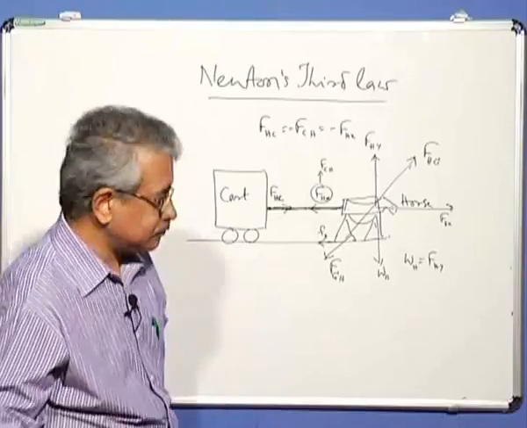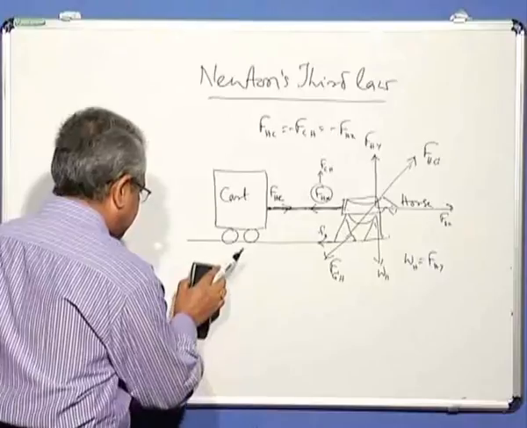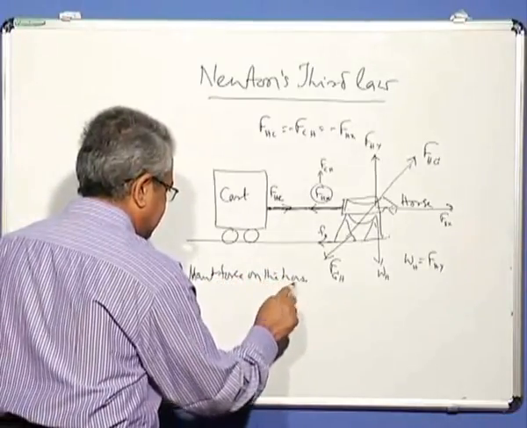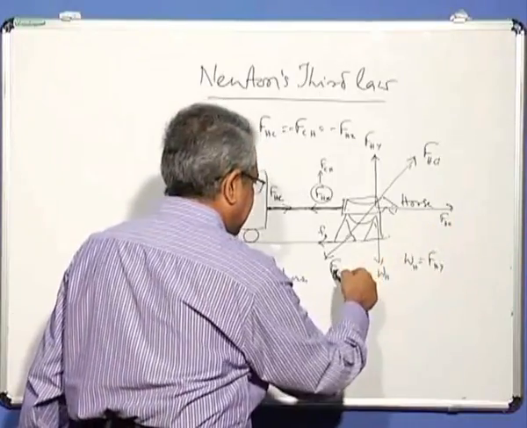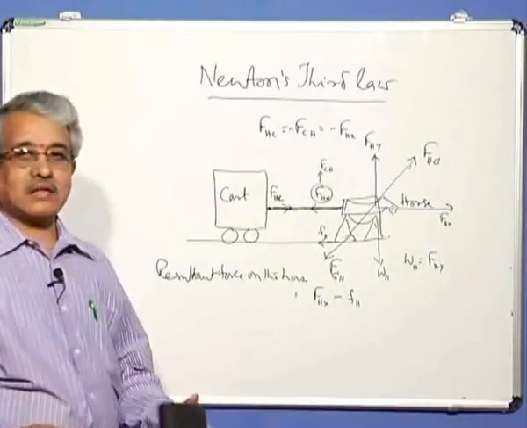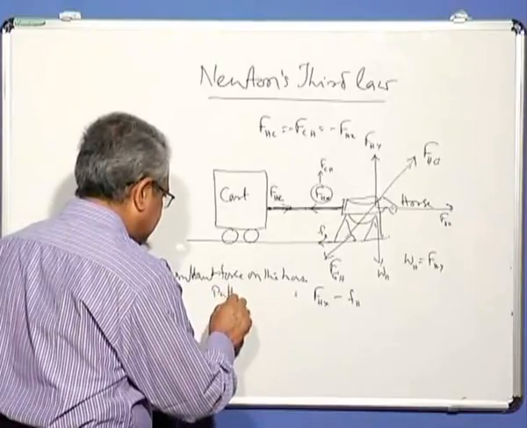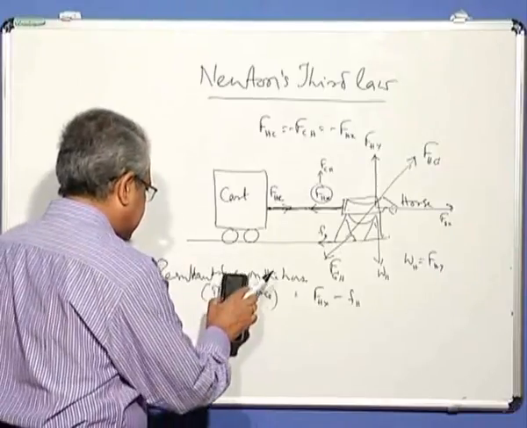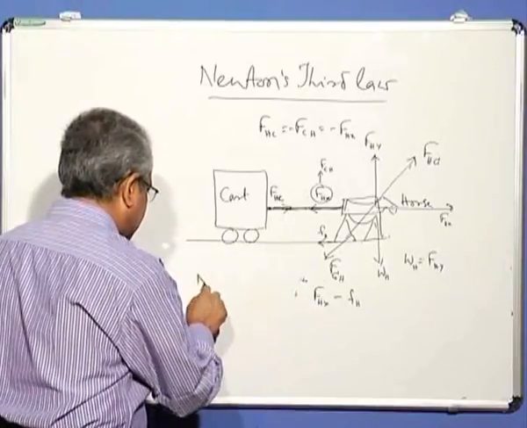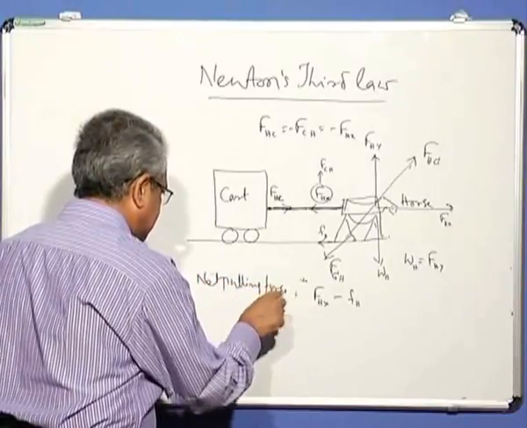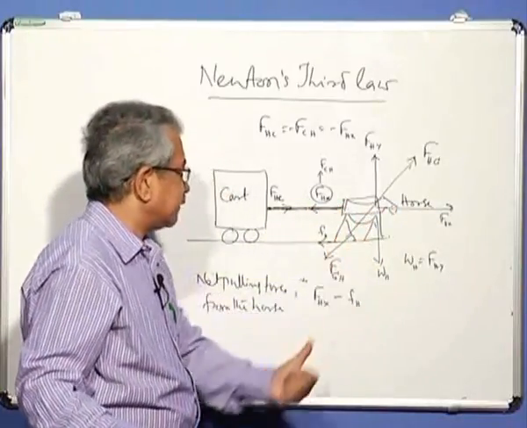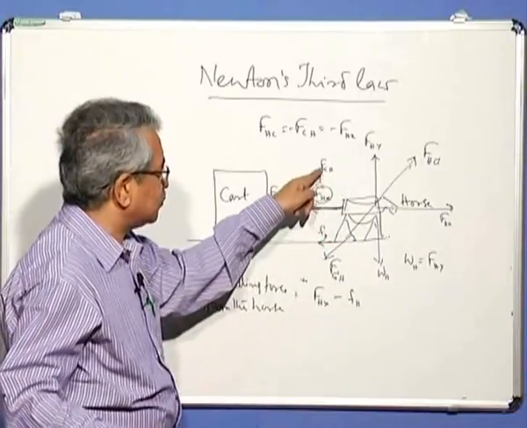So what is the effective force now? The resultant force on the horse, we will say. This FX forward, minus FH friction. That is the force that the horse gets to pull there. This is the pulling force. I will call it the resultant pulling force, the net pulling force from the horse. So this force minus the friction effects, that resultant is the force with which it is pulling.